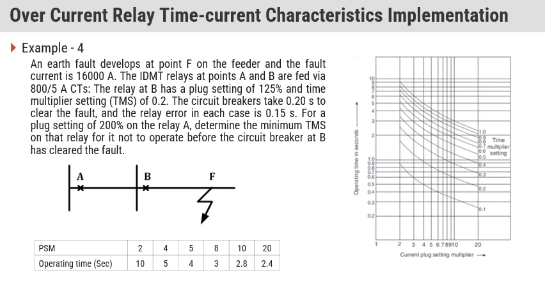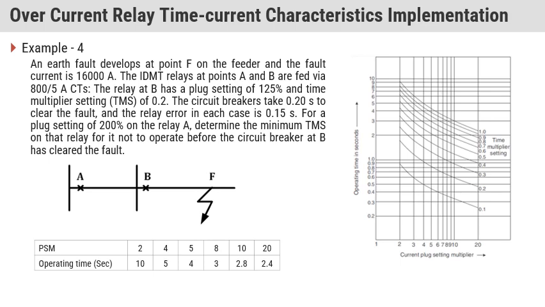So now we have one example in which an earth fault relay develops a fault at point F. This is the two bus bar, and the fault current is 16,000 ampere. The IDMT relays at points A and B are fed via 800 by 5 ampere CTs. So this is the setting for the CT.